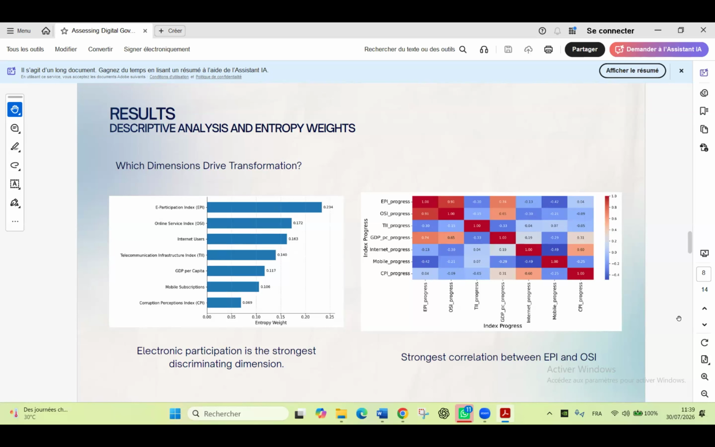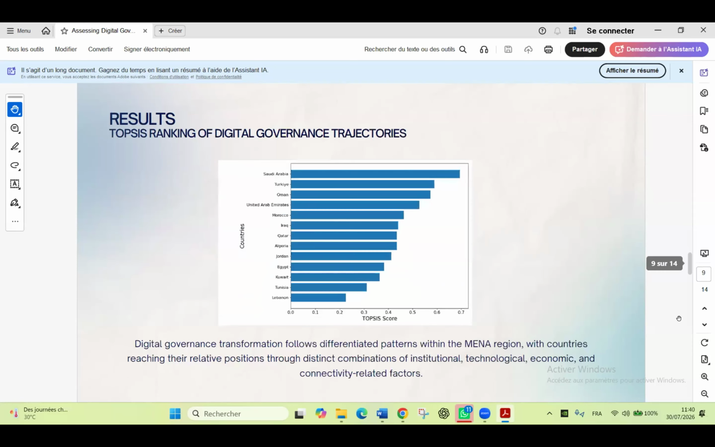The correlation matrix provides additional insight into the relationships between the indicators. The strongest positive correlation is observed between the e-participation index and the online service index, suggesting that improvements in citizen participation are closely associated with advances in online public service delivery.